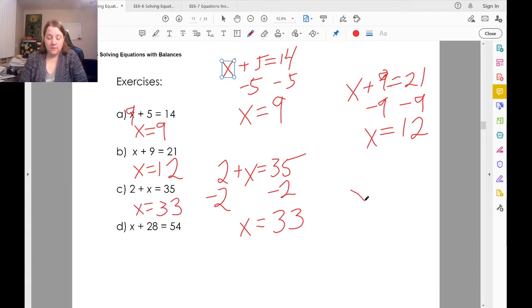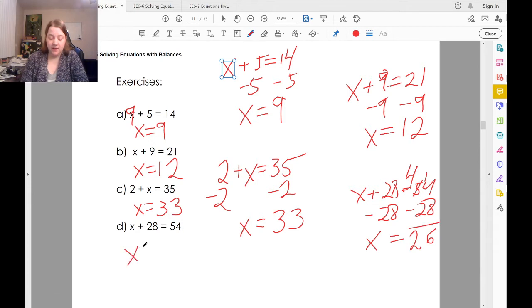And then our last one, x plus 28 equals 54. I'm going to subtract 28 away from both sides, and I'll be left with x equals, if I can't do this in my head, I should show the work for it. Can't do 4 minus 8. 5 becomes 4. 14 minus 8 is 6. That becomes 26. X equals 26.